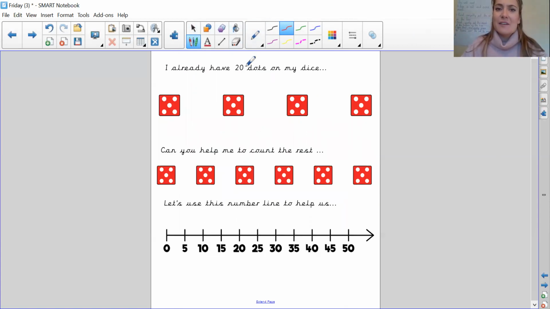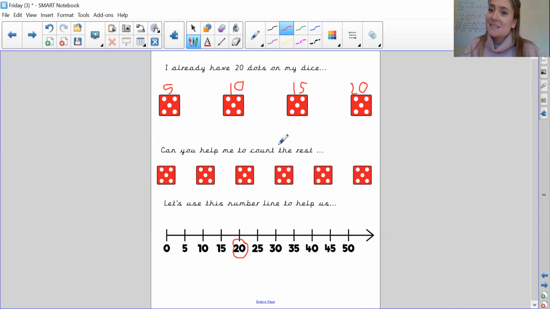It says, I already have 20 dots on my dice. Let's just check by counting in 5. That's right, because there are how many dots? 5 dots. 5, 10, 15, 20. Good. So I've already got 20 dots altogether.